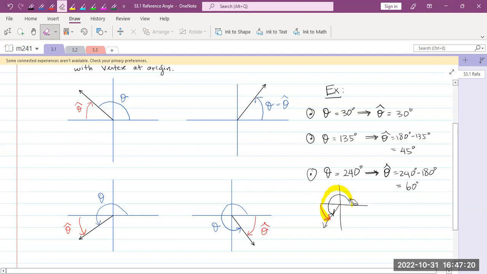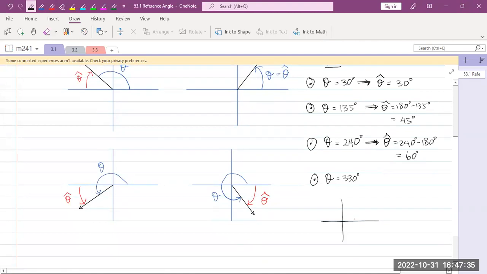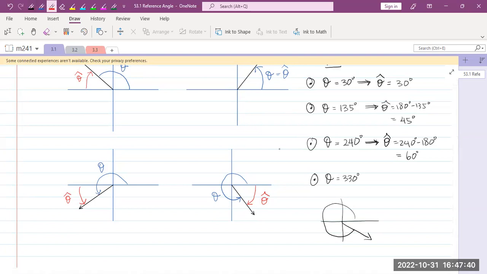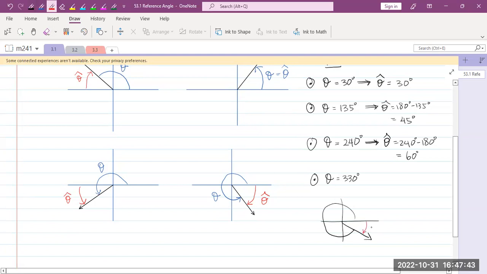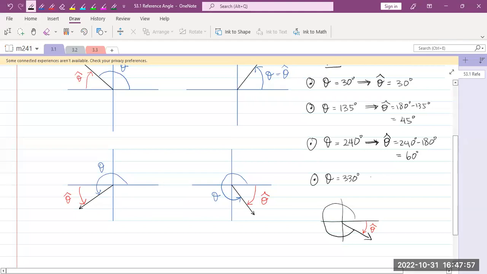What happens if theta is in quadrant 4? Let's say theta equals 330 degrees, approximately like this here, right? That's 330 degrees. The reference angle is this angle here. Notice that theta plus the reference angle, if theta is in quadrant 4, should add up to 360 degrees. Therefore, the reference angle must be 360 degrees minus theta.